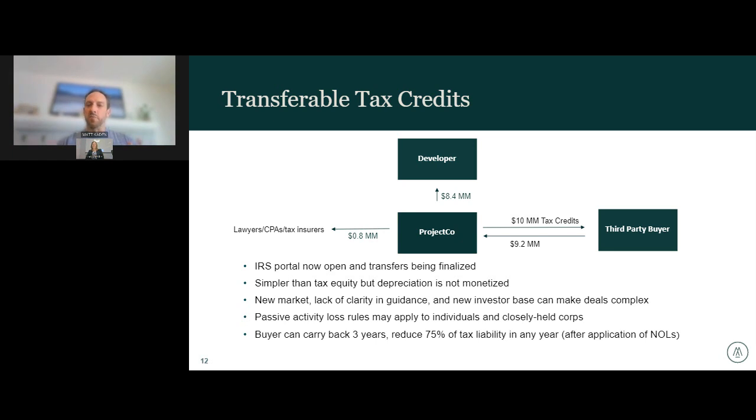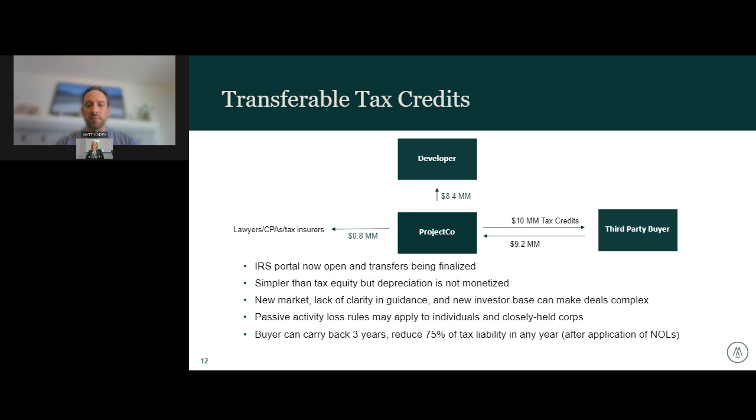And that discount's kind of moving around. It depends on a number of different factors, but this $9.2 million or 8% discount is not out of line with what we're seeing. So the developer ends up with $9.2 million. It has to bear the cost of the transaction, so paying lawyers and tax insurance and things like that comes out of the project coffers, but the developer ends up with $8.4 million that it wouldn't otherwise have because it can't use tax credits. And the third-party buyer gets a quick return of 8% on its investment with very minimal risk.